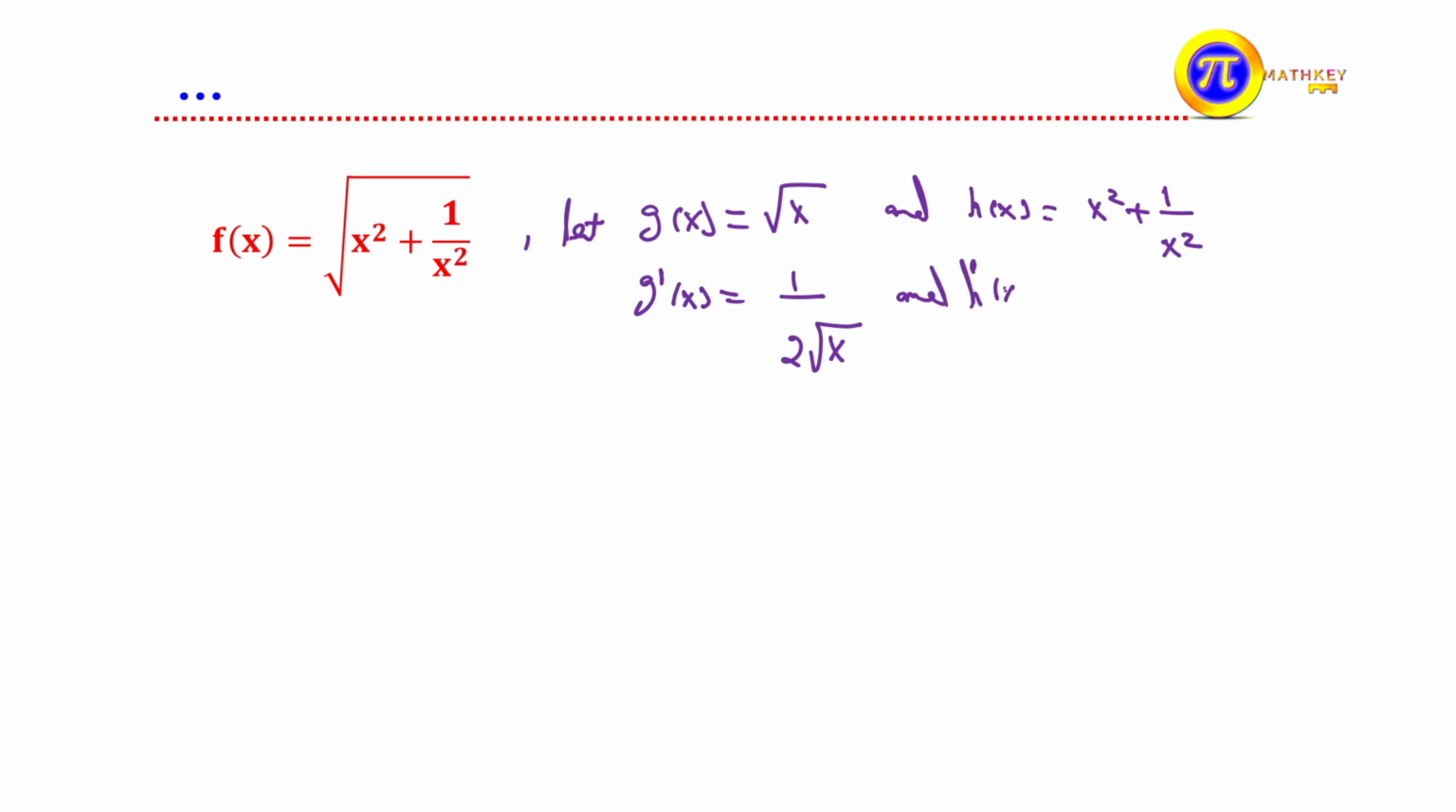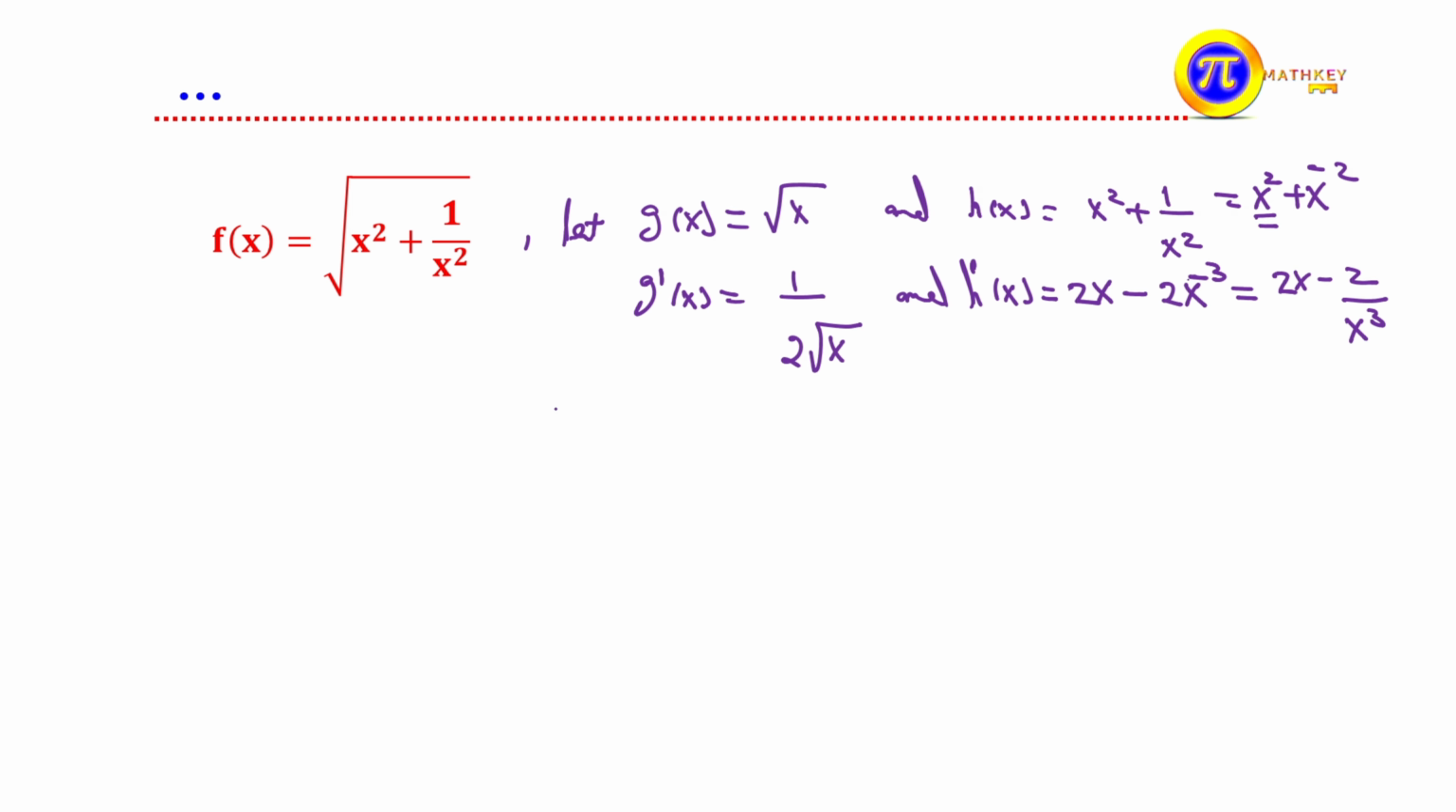h derivative at x: in other words, x squared plus 1 over x squared can be expressed as x squared plus x to the power of negative 2. So h derivative at x is 2x, the derivative of the first one. The second one is minus 2 times x to the power of minus 2 minus 1, which becomes minus 3. If you want, you can write this as a formula. This is 2x minus 2 over x cubed.